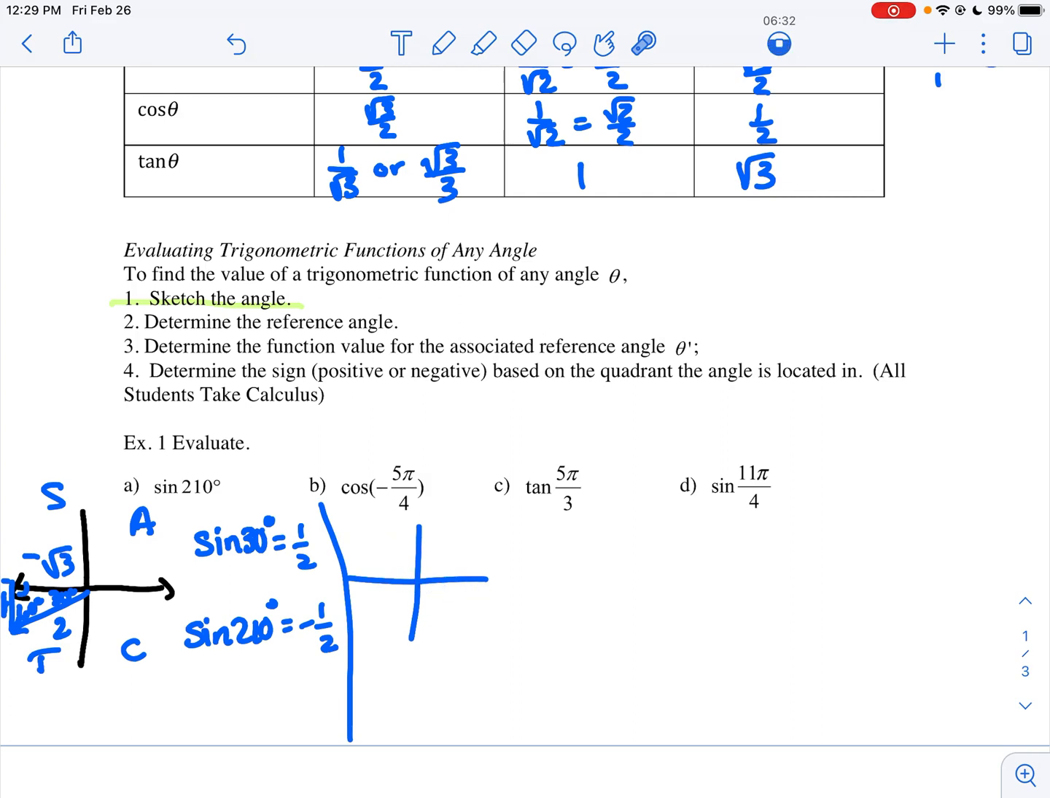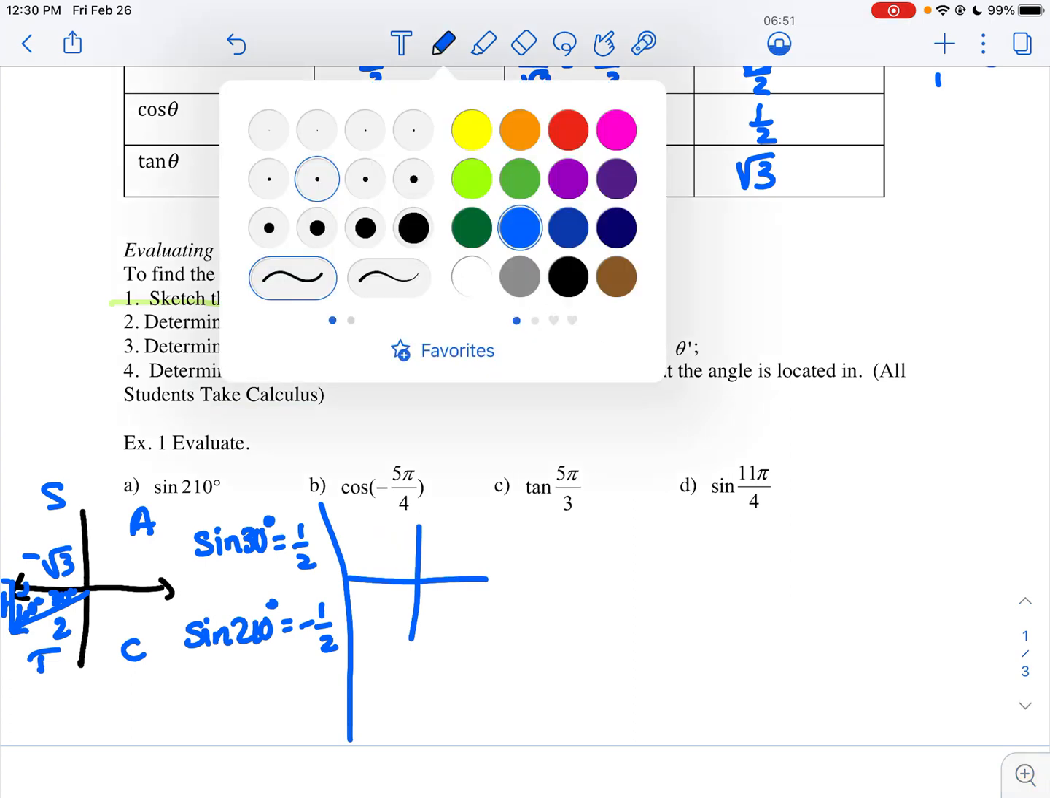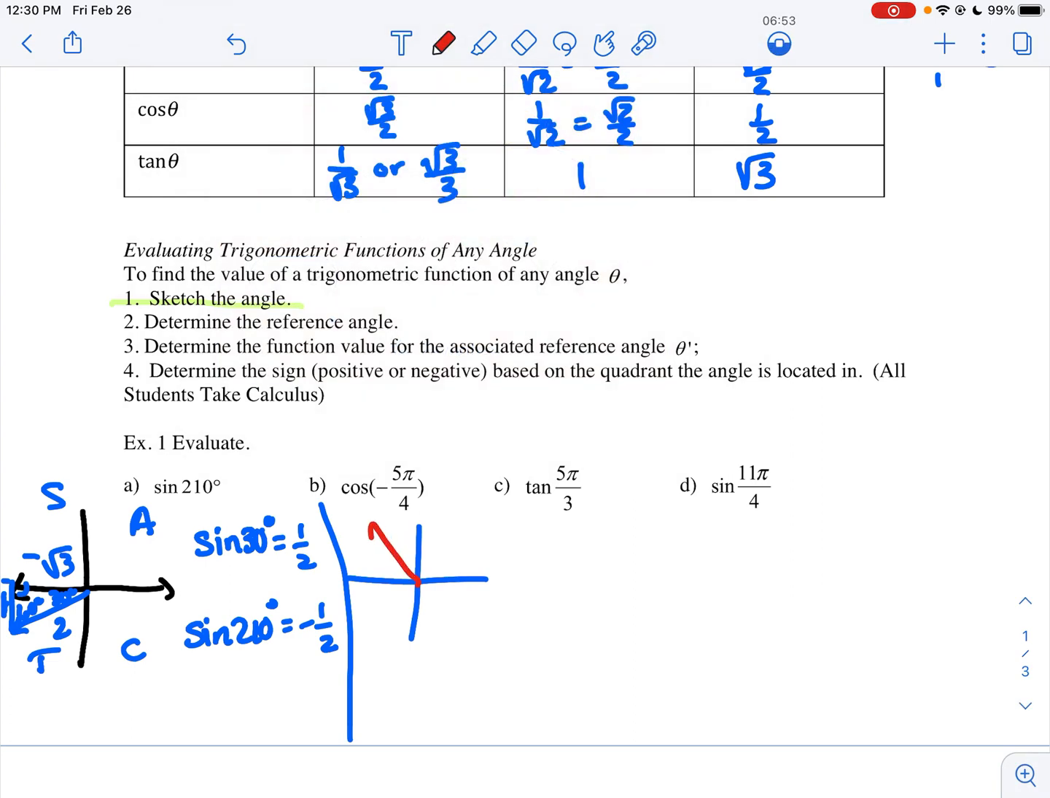You do want to learn how to work in radians, okay? Pi over 4 is 45 degrees, okay? It really is 45, so that's why I know it's halfway. So here's 1 pi over 4, 2 pi over 4, 3 pi over 4, 4 pi over 4, that's pi, and then 5 pi over 4.